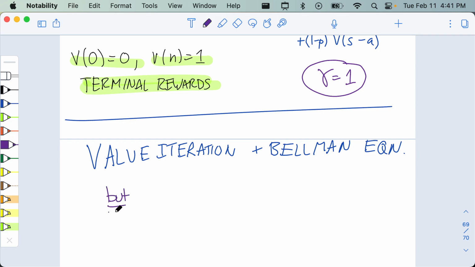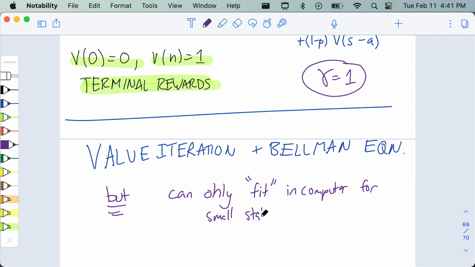But it can only fit in the computer, and I'll put fit in quotes. So fit could be fit in the memory of your computer, or it could be fit in the time budget that you have to compute, for small state spaces. And so everything we've done up until now, it's like the gold standard of what we want to always do, but unfortunately it doesn't work in real life problems like chess, or even simpler problems than chess. It will still not work.